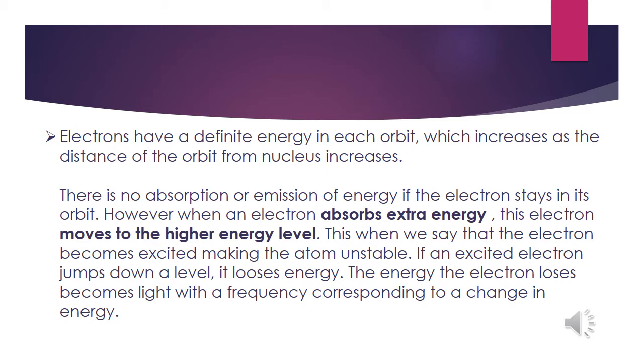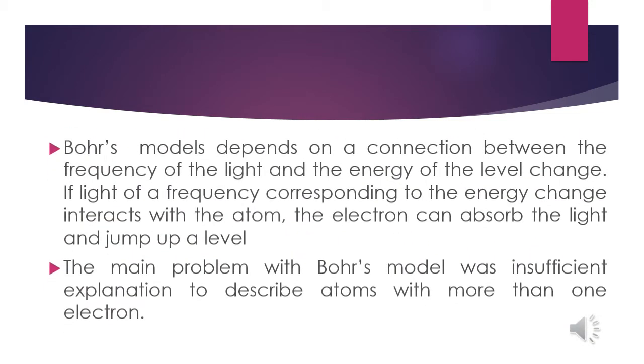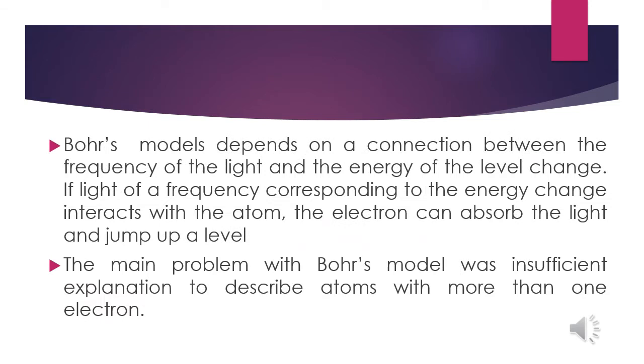If an excited electron jumps down a level, it loses energy. The energy the electron loses becomes light with a frequency corresponding to the change in energy. Bohr's model depends on a connection between the frequency of the light and the energy of the level change. If light of a frequency corresponding to the energy change interacts with the atom, the electron can absorb the light and jump up a level. The main problem with Bohr's model was its insufficient explanation for atoms with more than one electron.